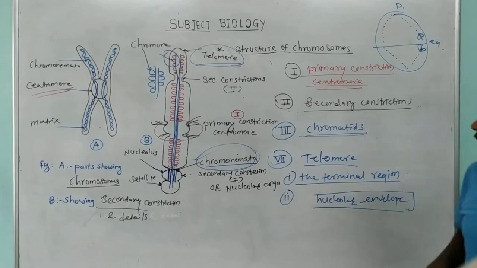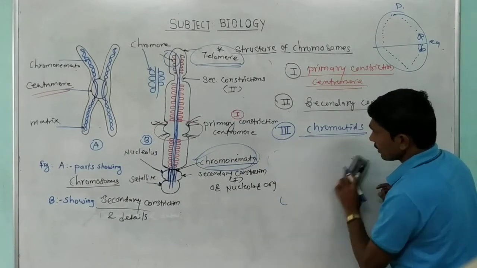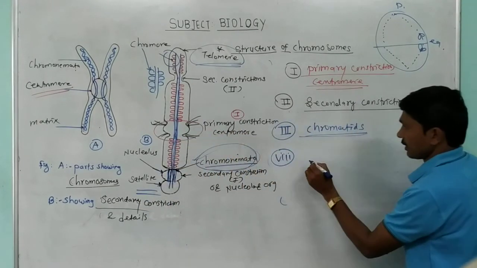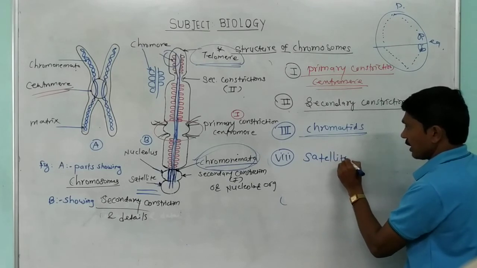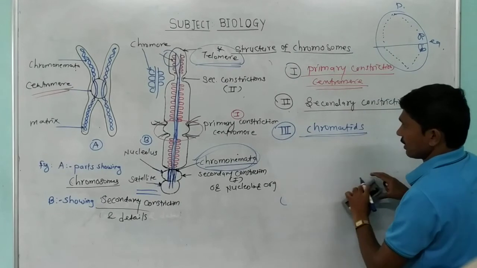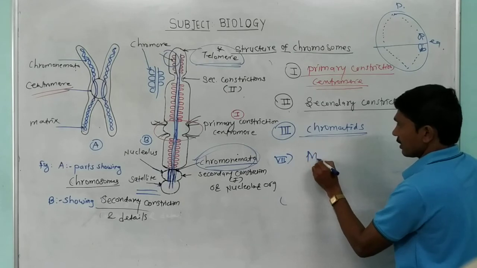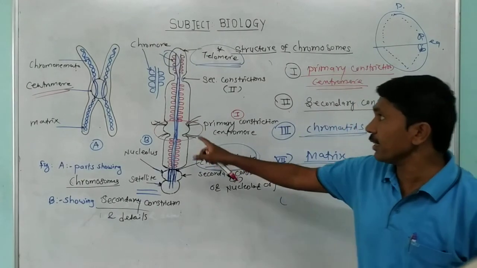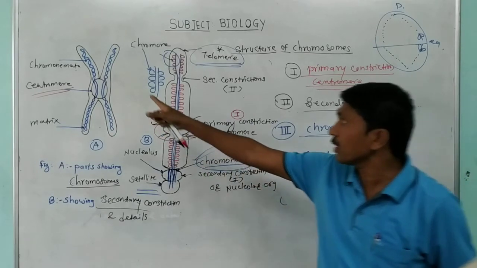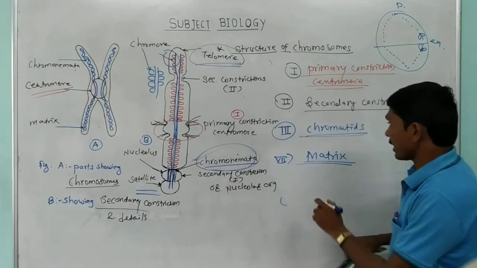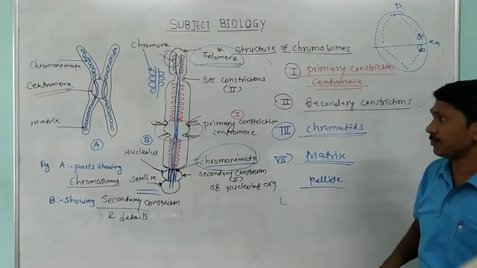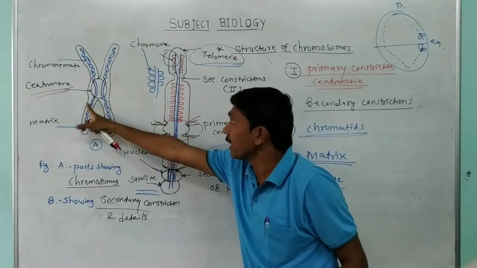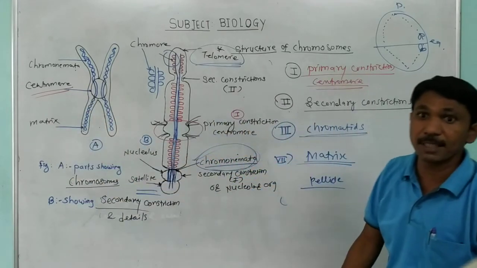So the last part of the structure of chromosome is matrix, and then we study the satellite in this diagram. The jelly-like substance is present in the pellicle, that is the surrounding layer of the chromosome. The surrounding layer of the chromatids is called the pellicle. The jelly-like substance present in the structure of chromosome is called the matrix. Matrix means jelly-like substance.